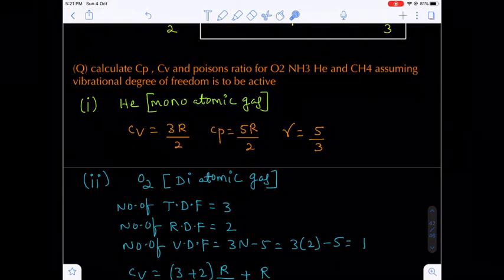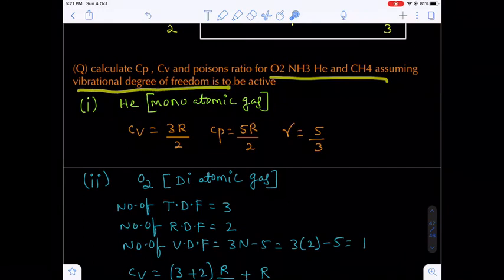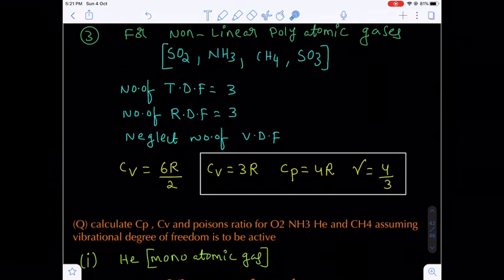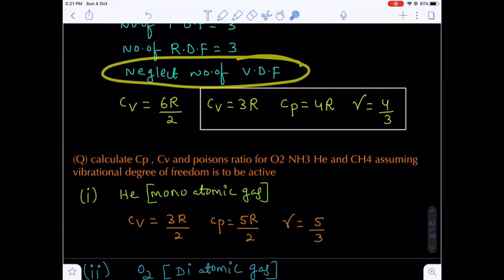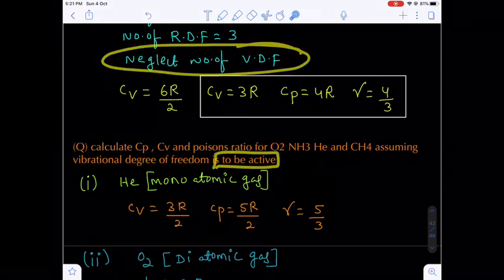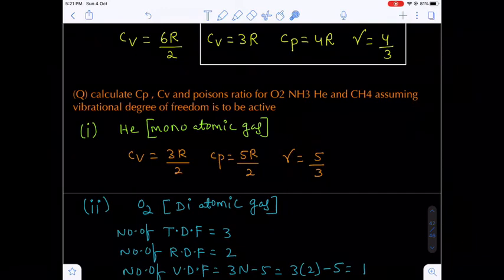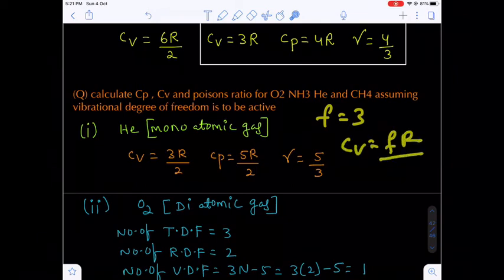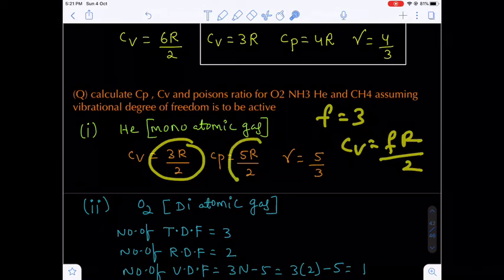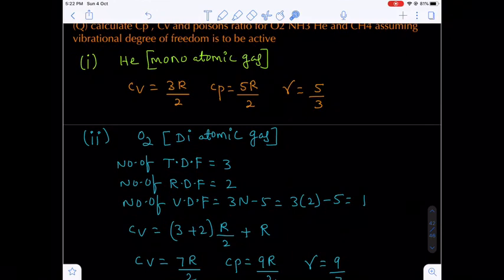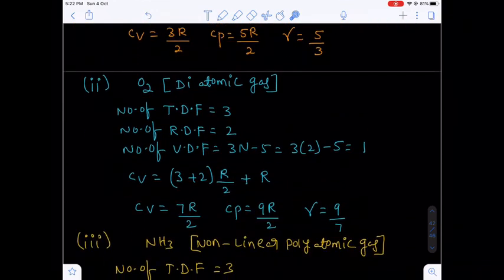Now there is one question here. Calculate the CP, CV and Poisson ratio of O2, ammonia, helium, methane, assuming the vibrational degree of freedom is active. Previously we neglected the vibrational degree of freedom, but here we have to consider it. In case of helium, there is only translational degree of freedom, that means the total number of degrees of freedom will be 3. So CV is equal to F into R by 2, so 3R by 2, plus R, that is 5R by 2 for CP. So the ratio will be 5 by 3. Here, for a monoatomic gas, there is no effect of the vibrational degree of freedom on CP and CV.